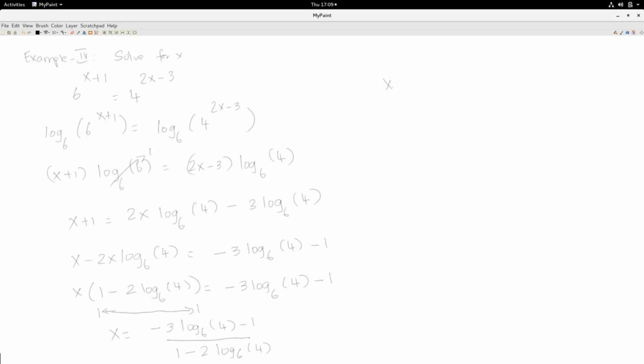Now x would be equal to minus log base 6 of 4 raised to 3 using power rule. Use power rule again, you'd have log base 6 of 4 squared in the denominator. That will give us minus log base 6 of 64 minus 1 divided by 1 minus log base 6 of 16. You may leave it as is or use your calculator and the change of base formula and find the answer in decimal form.